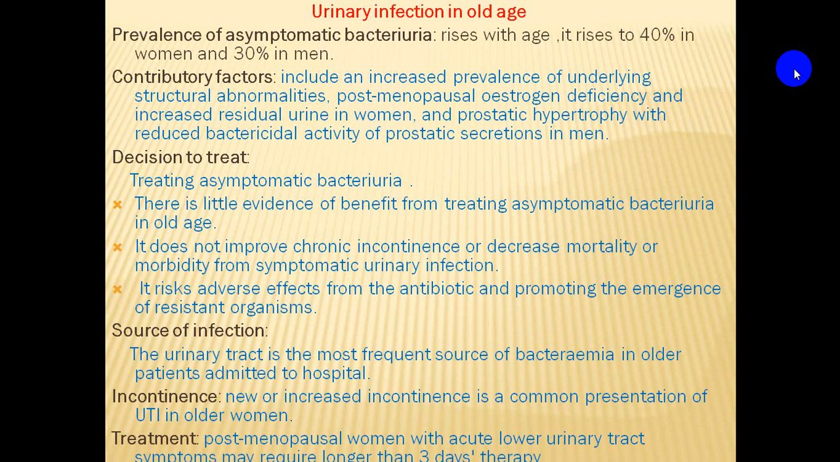The other point which is related to urinary tract infection in the old age group is that the urinary tract is the most frequent source of bacteremia in older patients admitted to the hospital. Also, another point which seems to be unique for urinary tract infection among elderly patients is incontinence. A new or increased incontinence is a common presentation of UTI in older women. Such a symptom is not usually encountered in urinary tract infection among young adult women or young adult men.